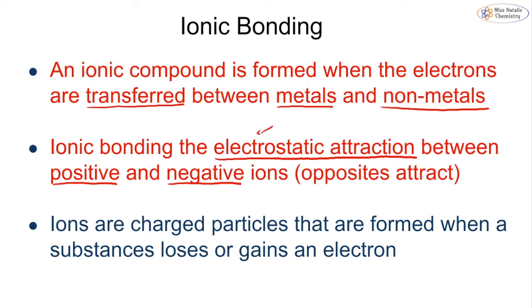And this just means that we have a positive and a negative being attracted to each other. Now, what changes for each of the different types of bonding is what those particles are. And for ionic bonding, it's the positive and negative ions. So we need to know how we actually form these positive and negative ions. And it is all to do with when they lose or gain an electron.